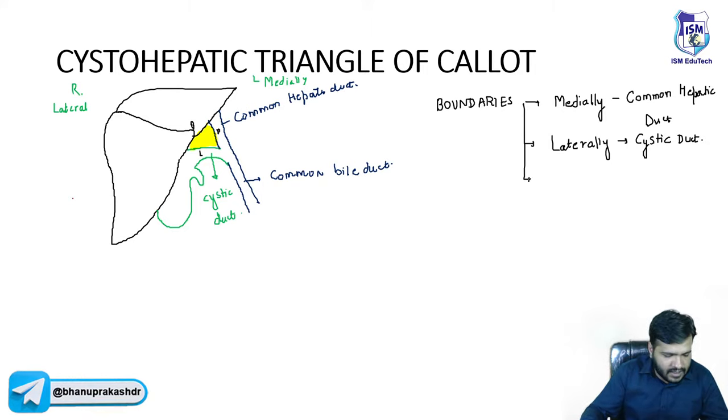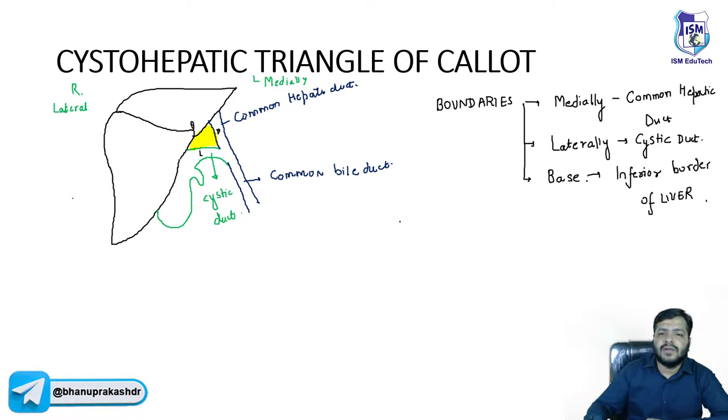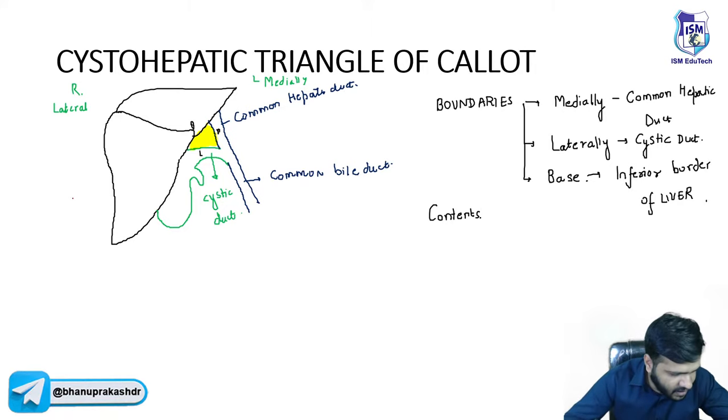The base of this triangle is formed by the inferior border of the liver. Now, if we talk about the contents, what is passing in this particular triangle, beta?